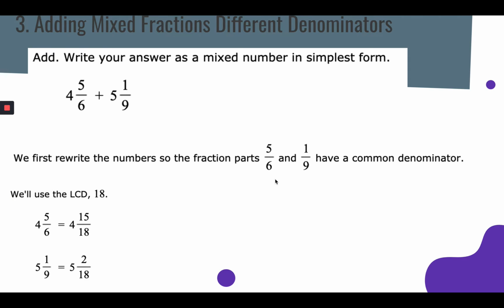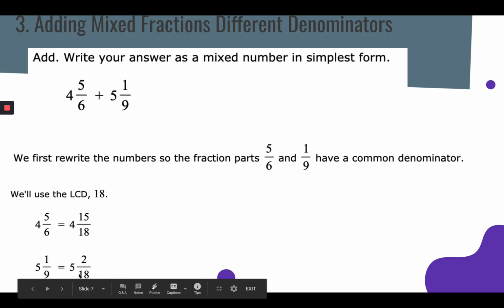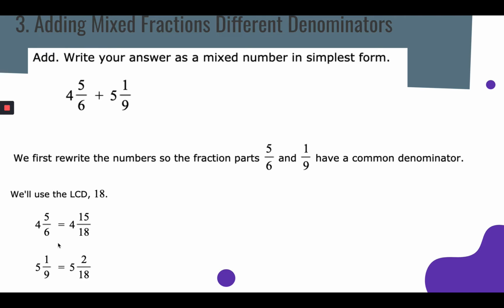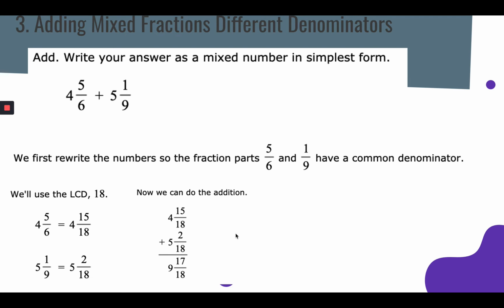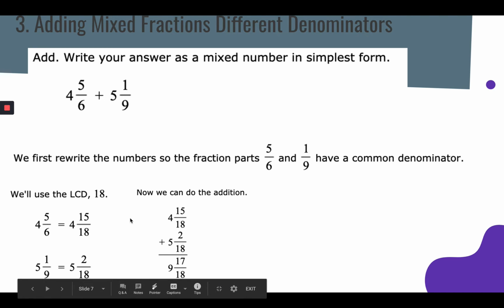6 goes into 18, as does 9. So 6 times 3 is 18, so 5 times 3 is 15. 9 times 2 is 18, and 1 times 2 is 2. I have now changed it into a common denominator, which makes it easy to do the operation. So I just have to do 15 plus 2, which will give me 17 over 18. And then again, the only thing different with mixed fractions is you just add the whole numbers. So it's 9 and 17 over 18.